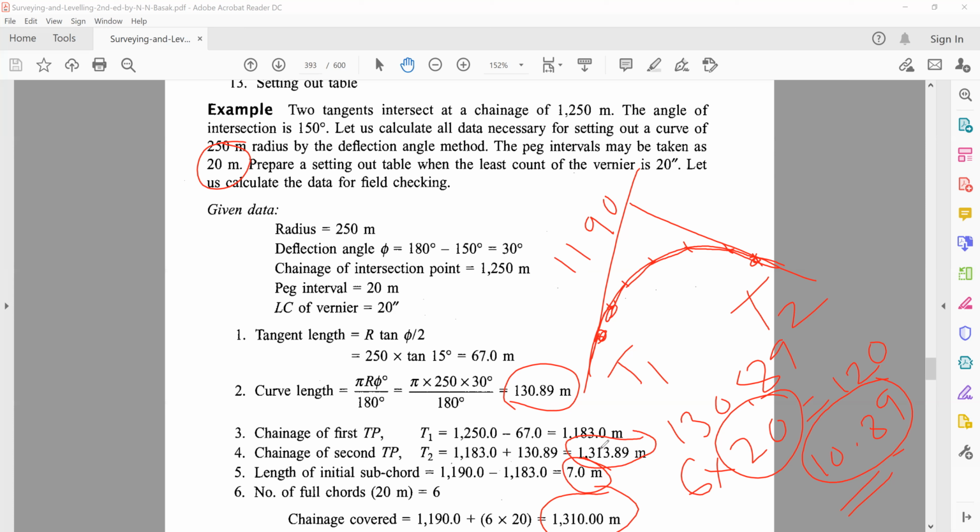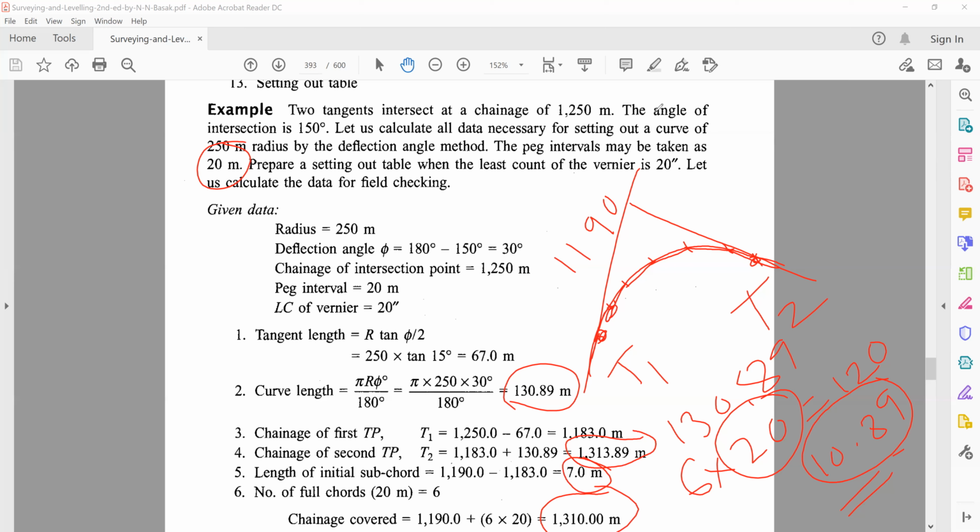So if you subtract 1313.89 from this value, you subtract 1310, you get 3.89. So that means now I have my initial subchord of 7, 6 full chords of 20, and the final subchord of 3.89 meters, right? So this gets a bit confusing when you're working with these chainages, but this is in your control. You can deal with it in any way that you want.